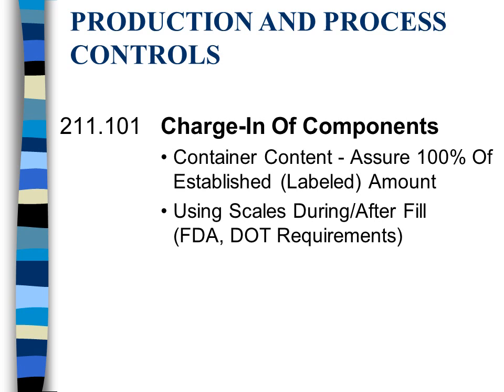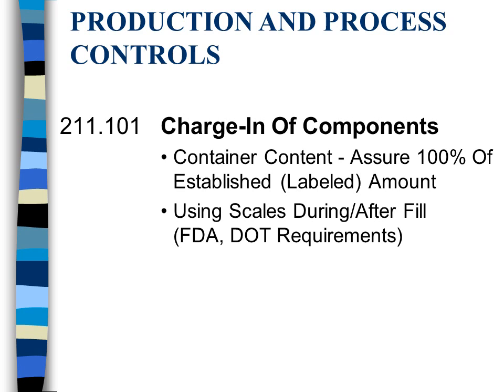Container content, we want to assure 100% of the labeled amount. Way back at the very beginning of our presentation, I mentioned having a cylinder that was short filled, 1900 psi at 70 degrees, but we left the liters at 680 for an E. That was a misbranded product. We want to make sure that we have the proper amount of product in the vessel per the lot code.